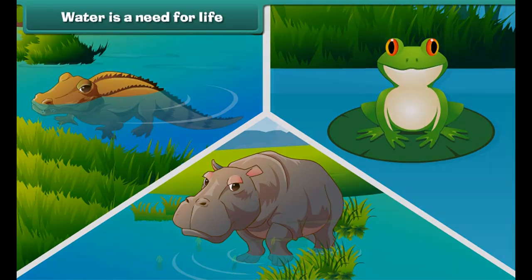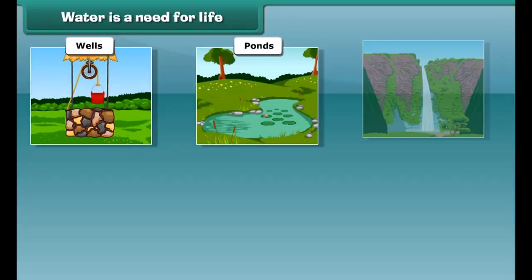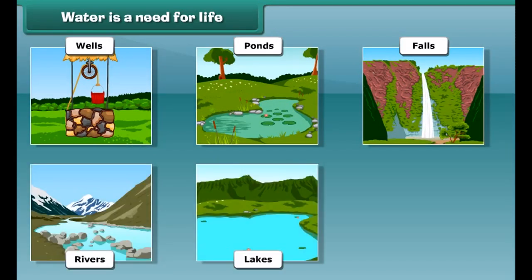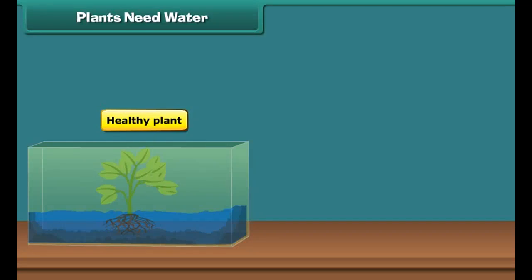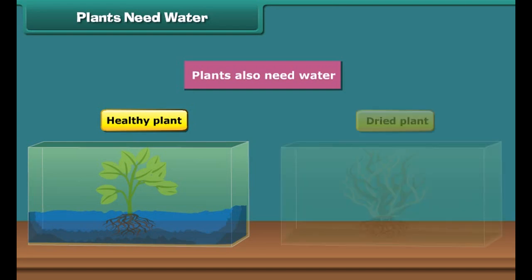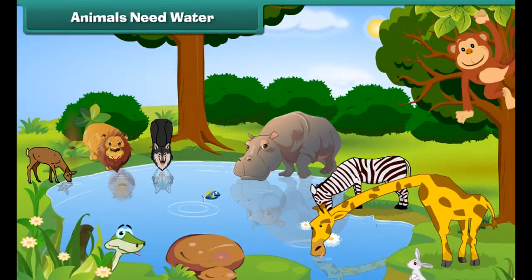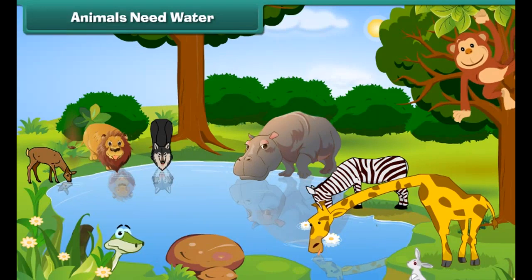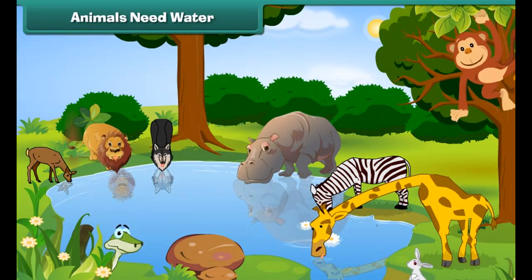We find water in wells, ponds, falls, rivers, lakes, and seas. Not only animals, but plants also need water for survival. Otherwise, they will dry up. Do you know the fact that animals also feel thirsty like us? Without water, they also cannot live.